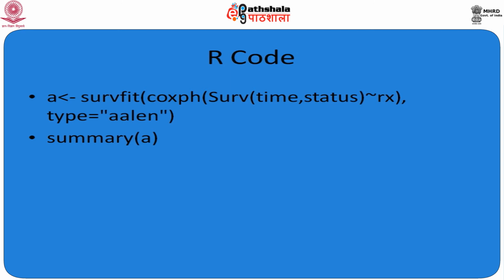So in this code we are showing survfit of coxph within parentheses, again Surv, that function is available in the library called survival, putting time and status of those patients by Rx, that is what type of treatment was given to them, and closing the parenthesis, and again putting type equals "ln". That whole thing we are assigning to a value called a, and in the next step we call summary(a), and then we will get the result. Let's see how the result looks.